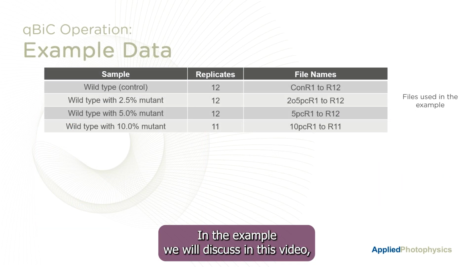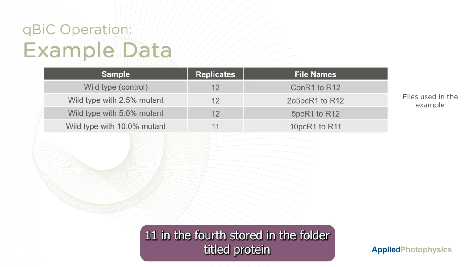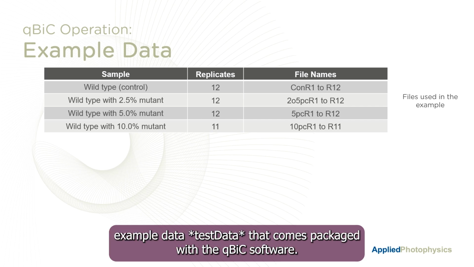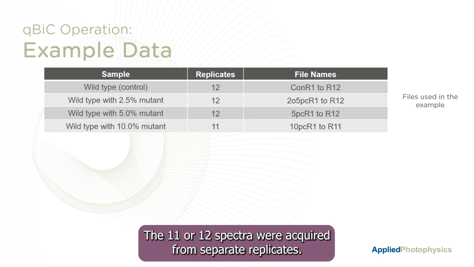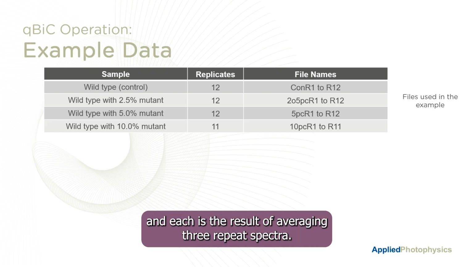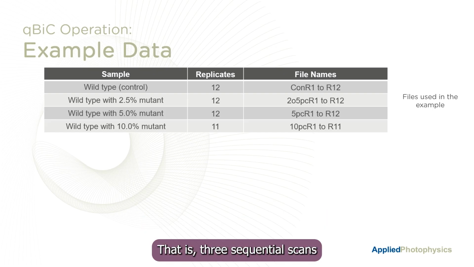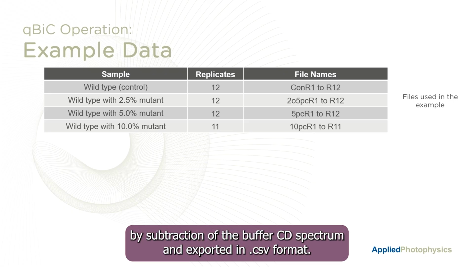In the example we will discuss in this video, there are 4 datasets consisting of 12 CD spectra in 3 sets, 11 in the 4th, stored in the folder titled Protein Example Data that comes packaged with the qBiC software. The 11 or 12 spectra were acquired from separate replicates, in other words, separate cell loadings, and each is the result of averaging 3 repeat spectra, that is, 3 sequential scans acquired on the same cell loading for each replicate. The data have been corrected by subtraction of the buffer CD spectrum and exported in .csv format.